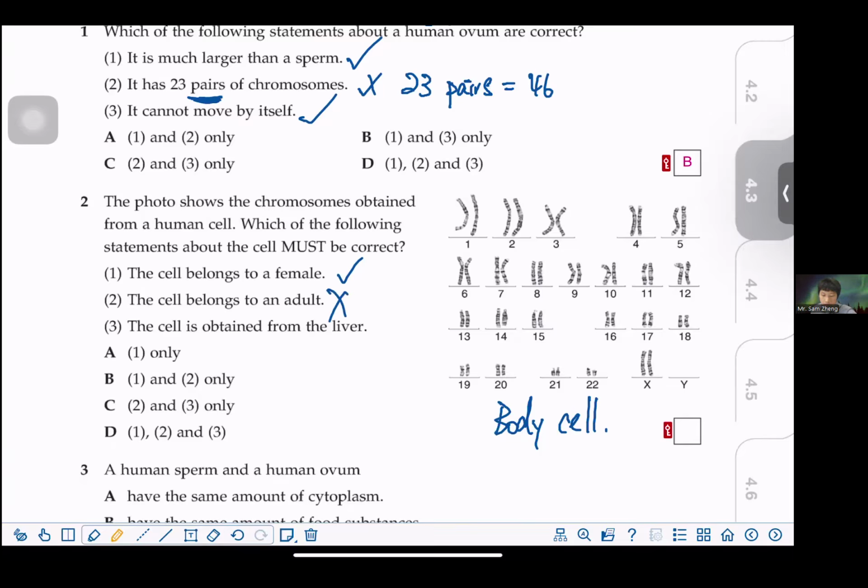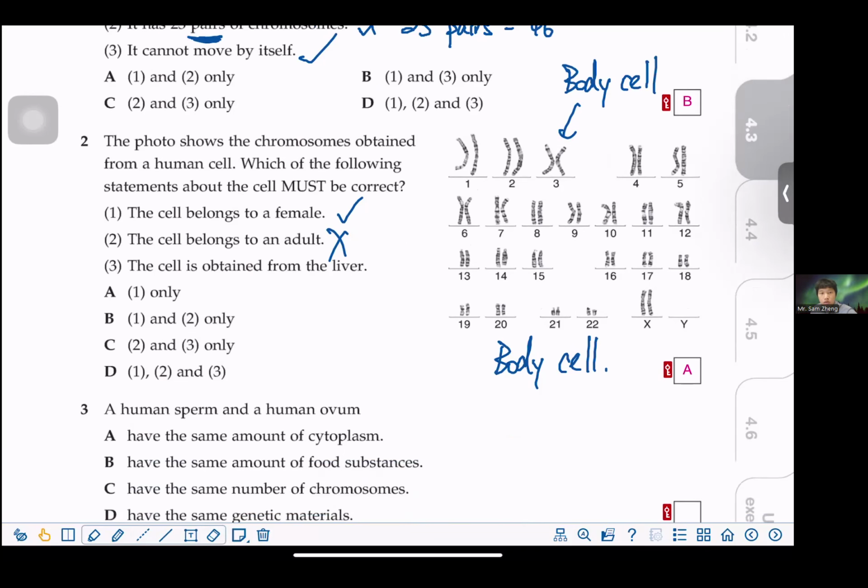Next, is the cell obtained from the liver? We don't know. It can be from another organ. But it is definitely from a body cell, some cells of an organ. So therefore, here it would be A1.